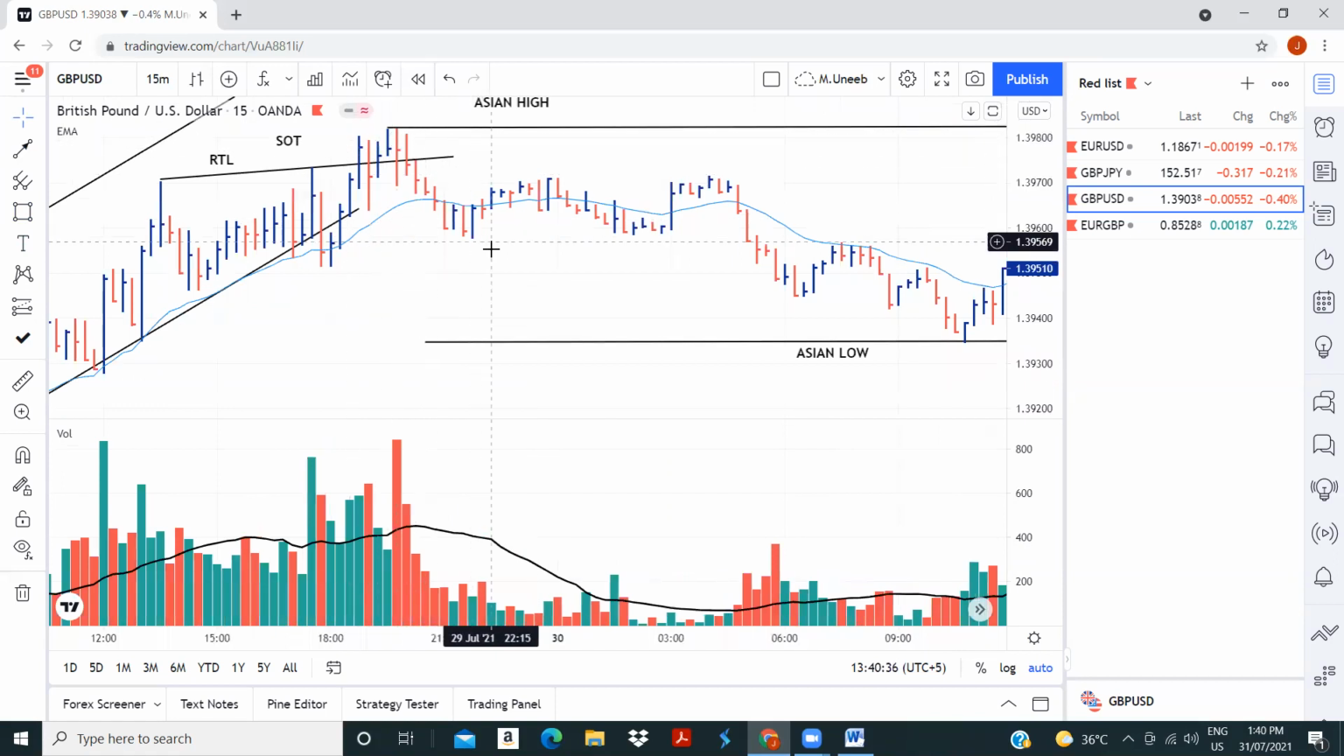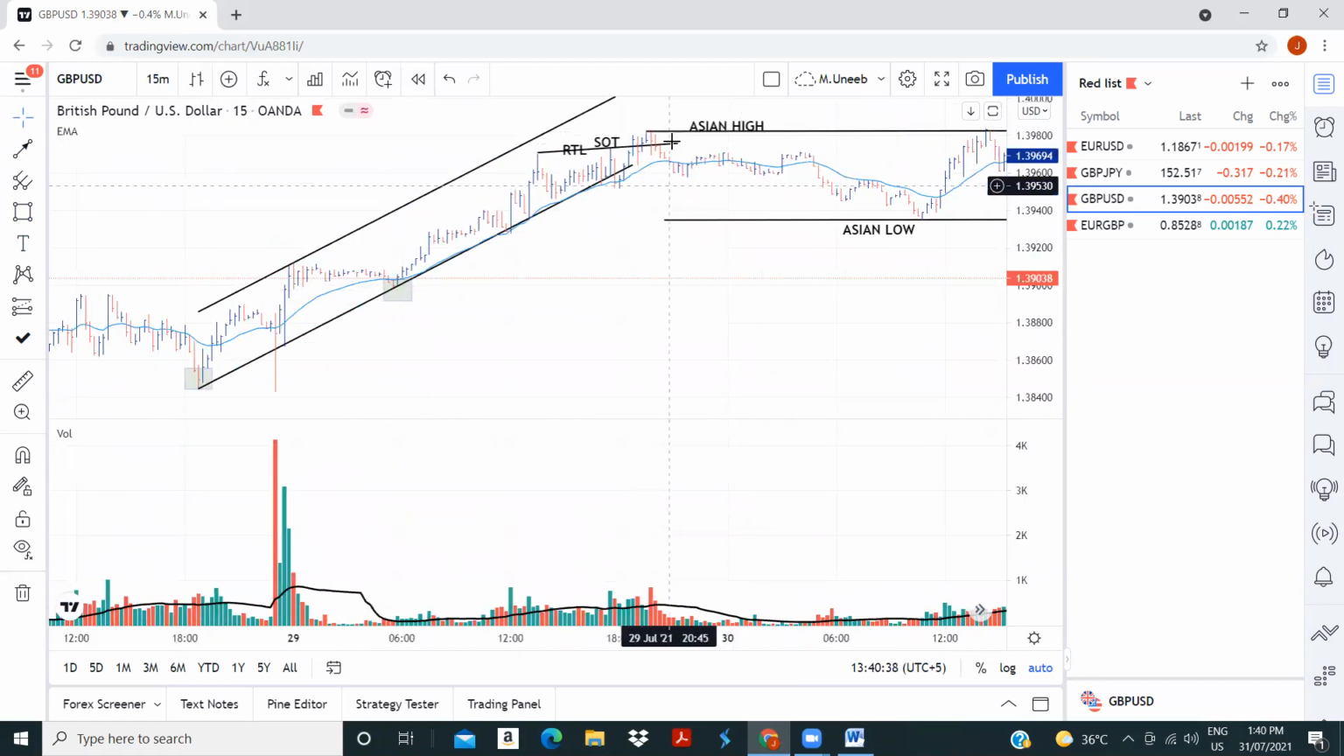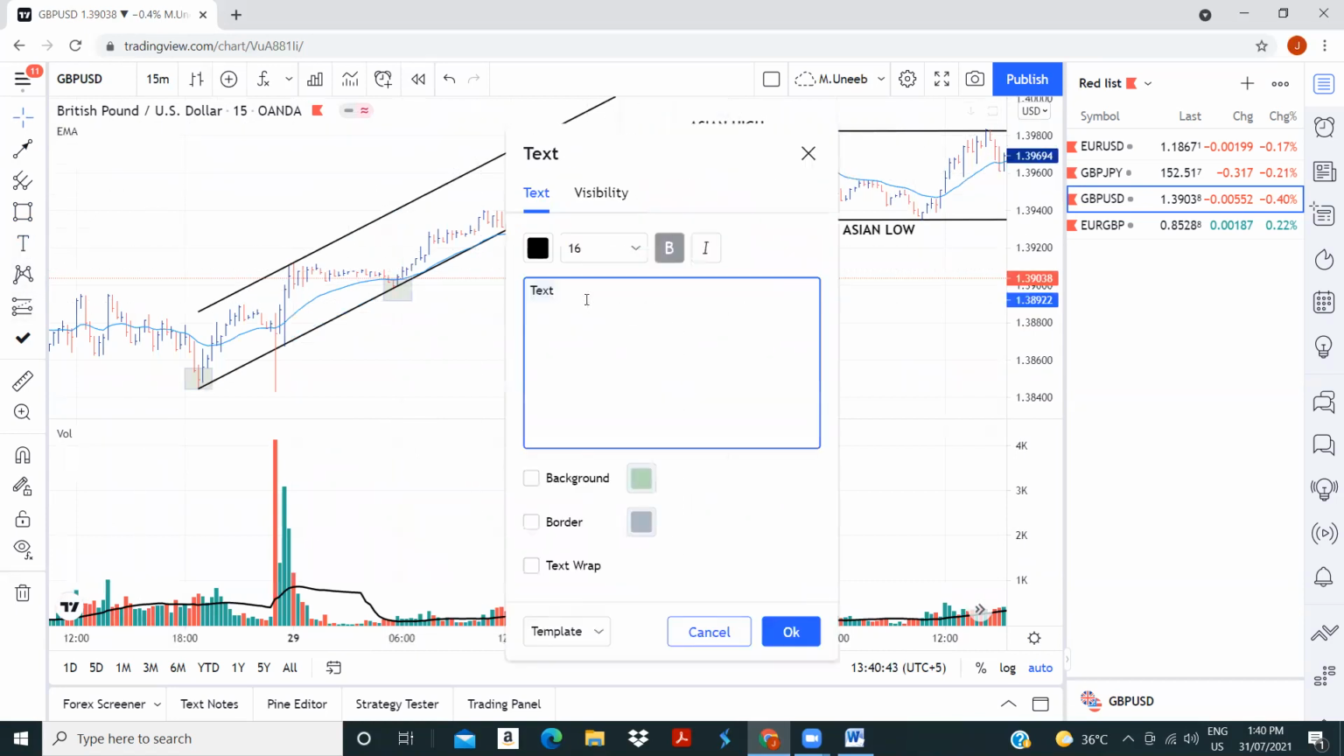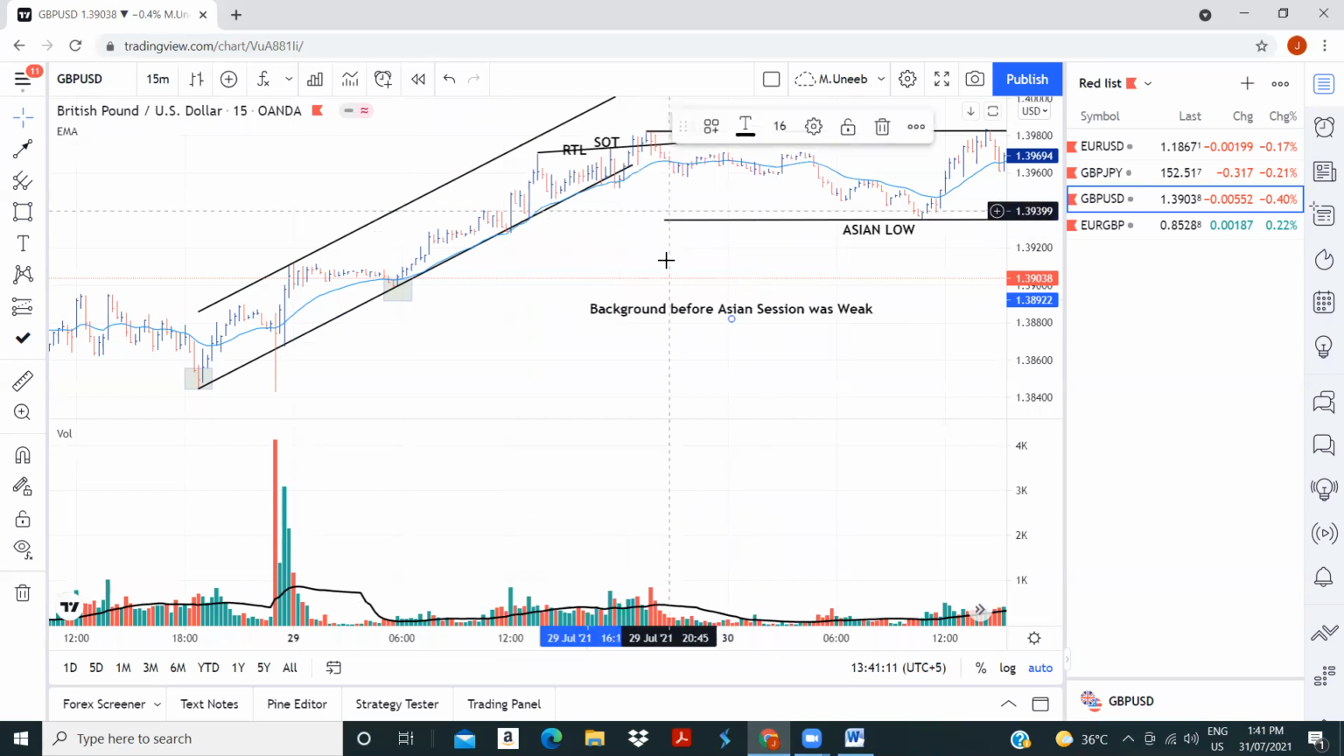And then we have a bearish. So from here, what do we determine? The background. The background before the Asian high, or Asian session, was weak. Okay, or bearish. Background is weak. Signs of weakness.